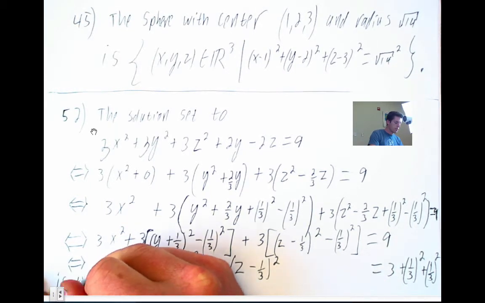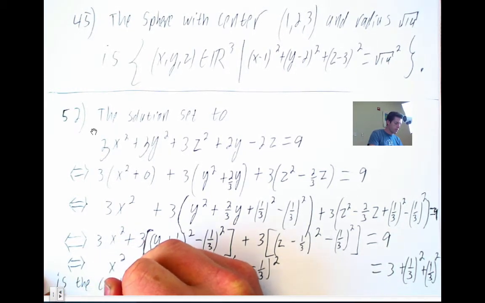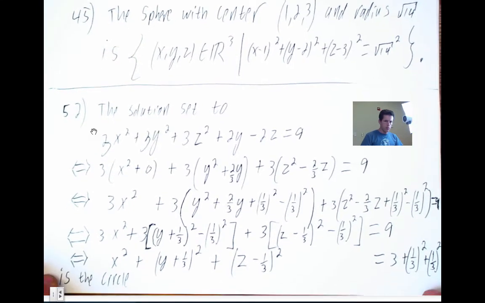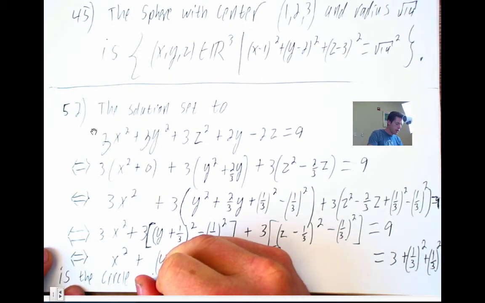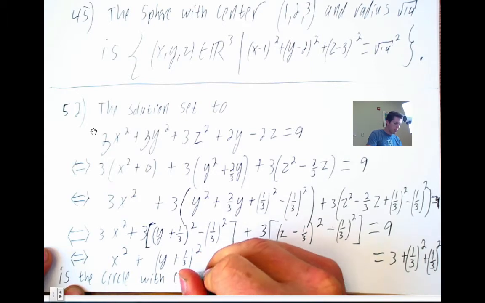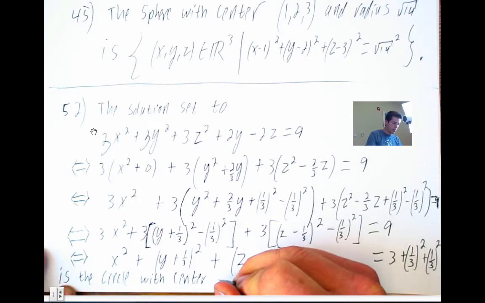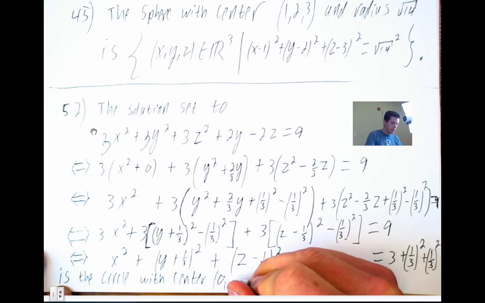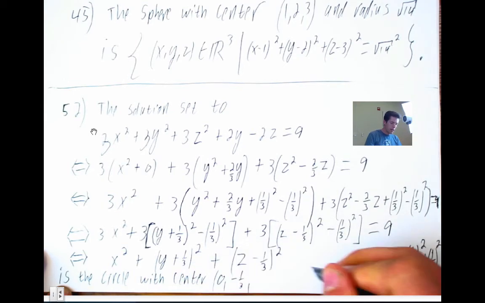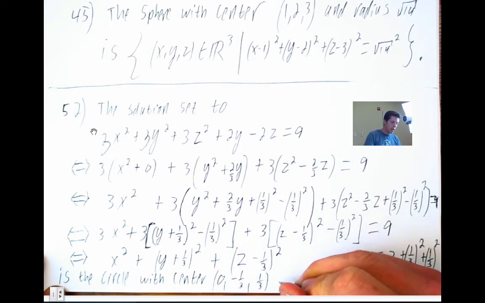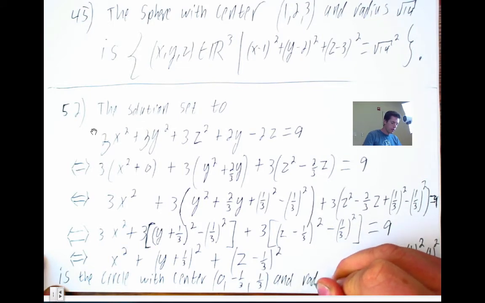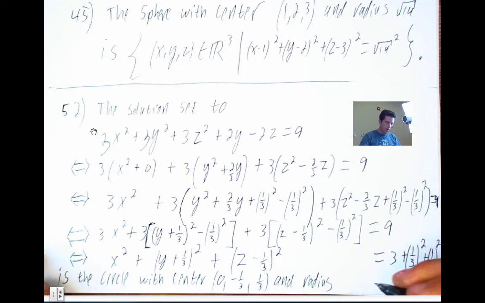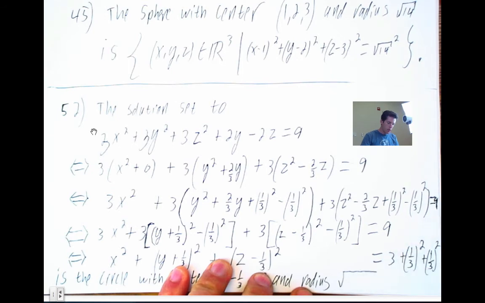it is the sphere with center, and I can read off the center from the standard form here. 0 for x, negative 1/3 for y, and 1/3 for z, and the radius has got to be the square root of that: the square root of 3 plus 2 times 1/9, plus 2/9. There. I'm done.